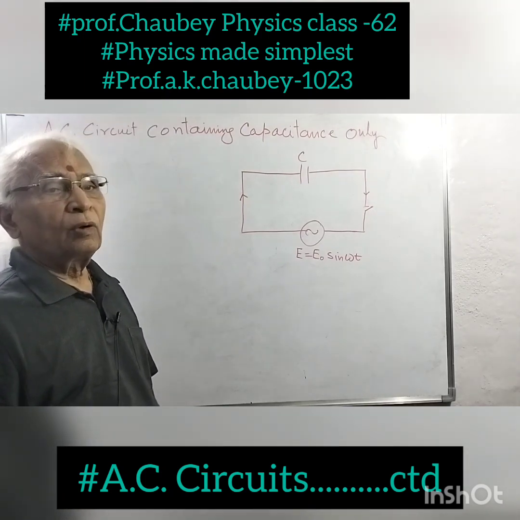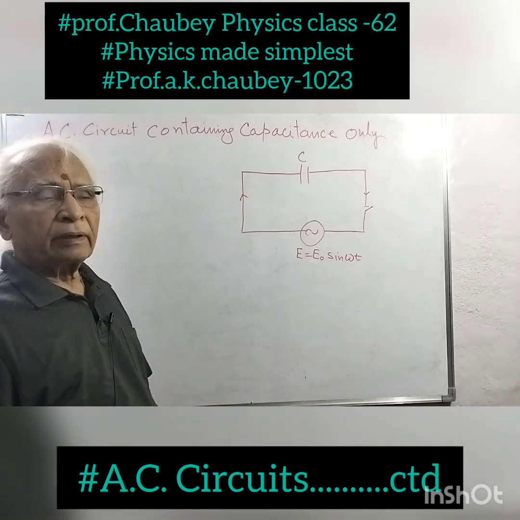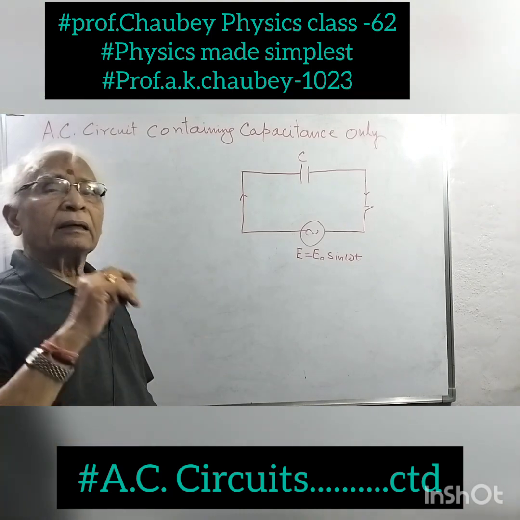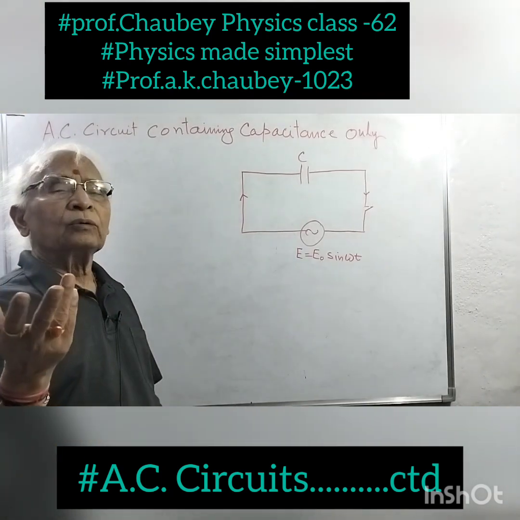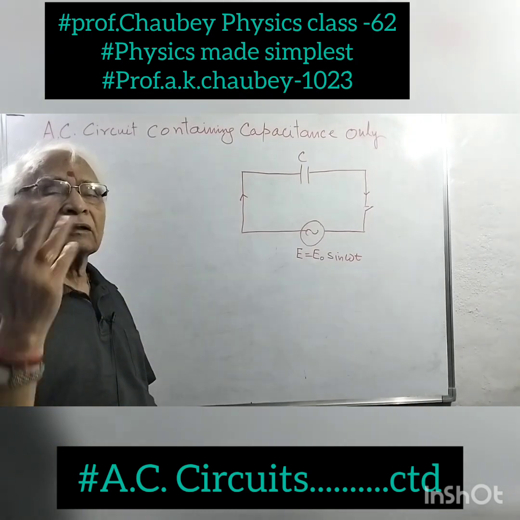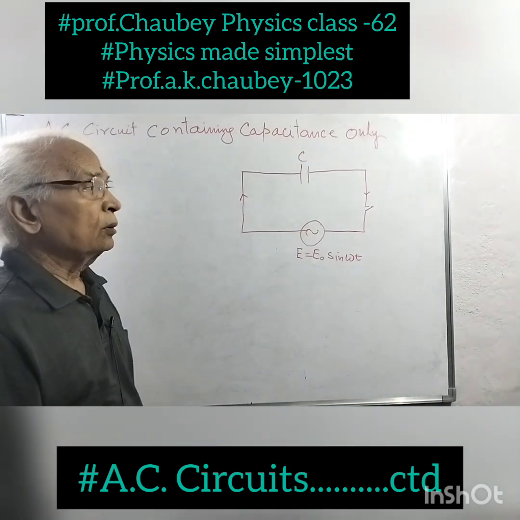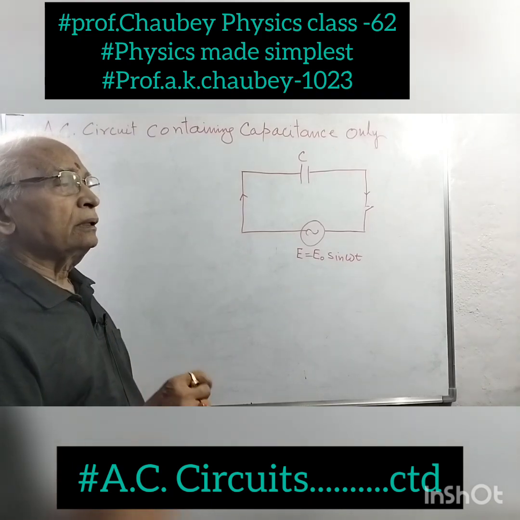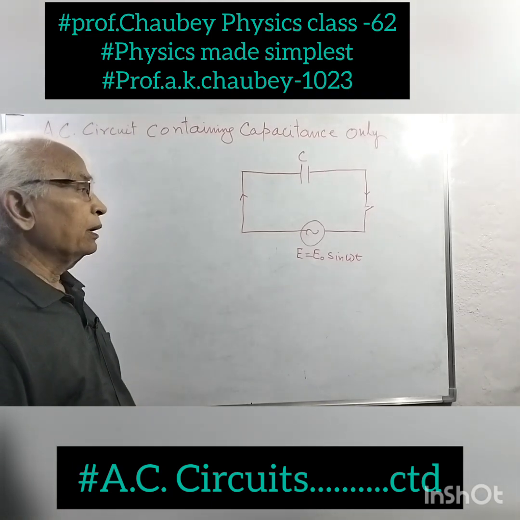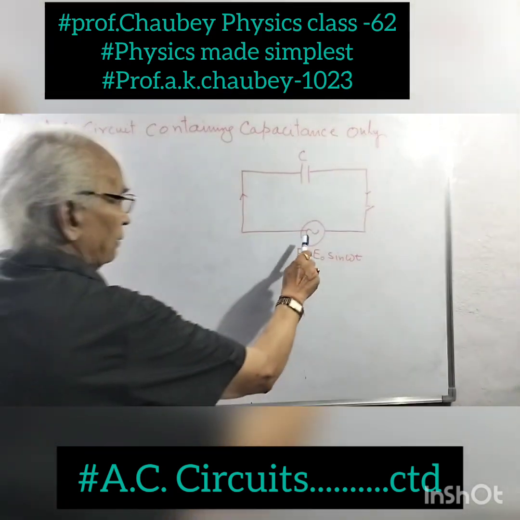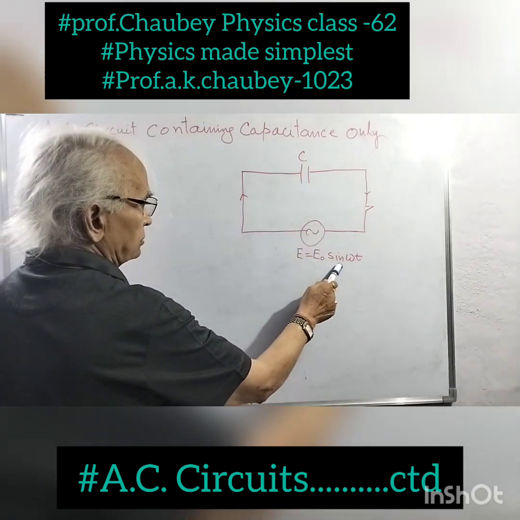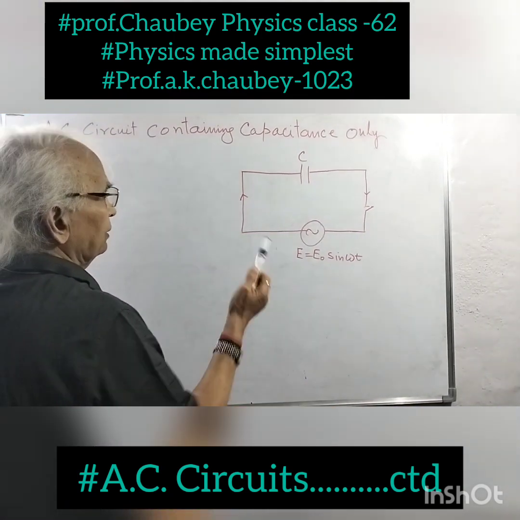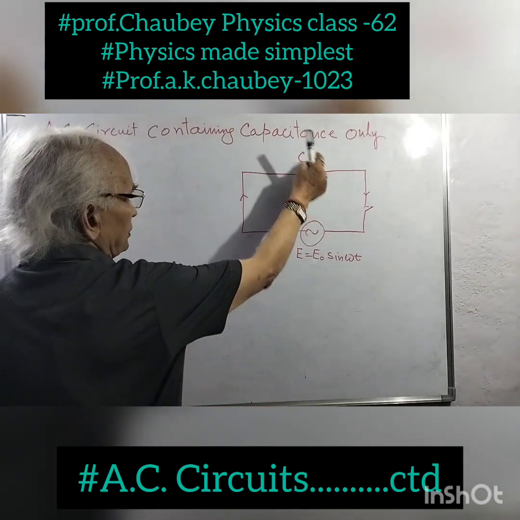Dear friends, today I am going to discuss some more details of AC circuits involving only capacitance, then the R and L combination, and then the R and C combination, etc. I have completed AC applied to resistance only and applied to inductance only. Now this is a circuit where we have an AC source, E is equal to E naught sin omega t. Omega is the angular frequency, that is 2 pi f t. This is connected across the capacitor C.